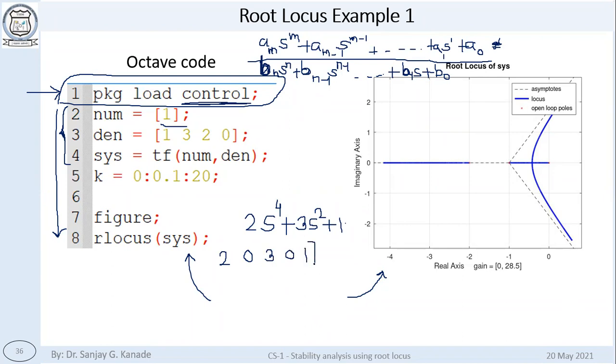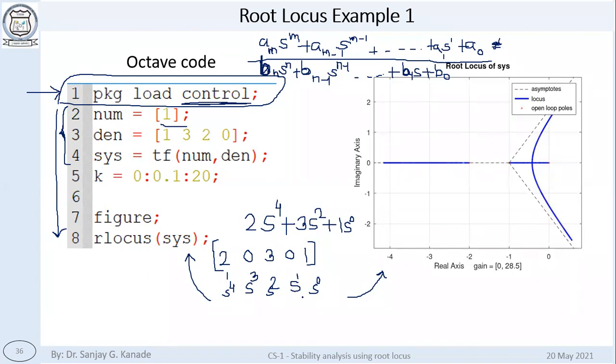Why is it like this? Because 2 is the coefficient of s raised to 4, 3 is the coefficient of s raised to 2, and 1 is the coefficient of s raised to 0, which means 1. There is no term of s cube, which means the coefficient is 0, and 0 into s cube is 0. Similarly, there is no coefficient of s raised to 1.